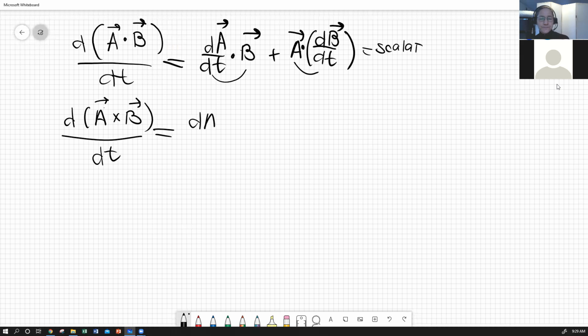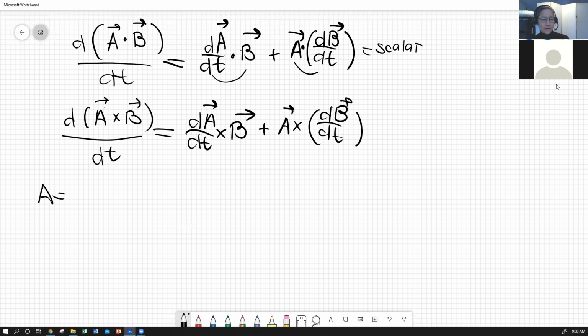So we can do dA/dt cross B plus A cross dB/dt. And so, you know, A, keep it 2D.